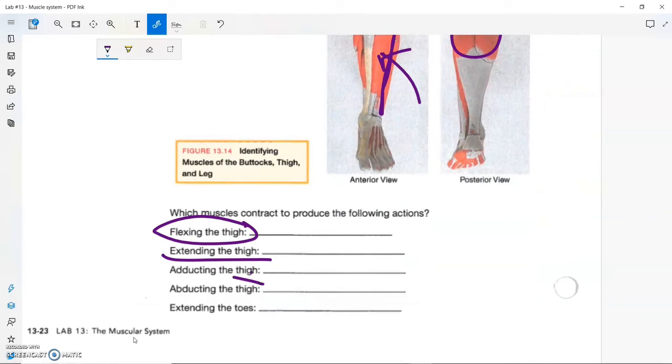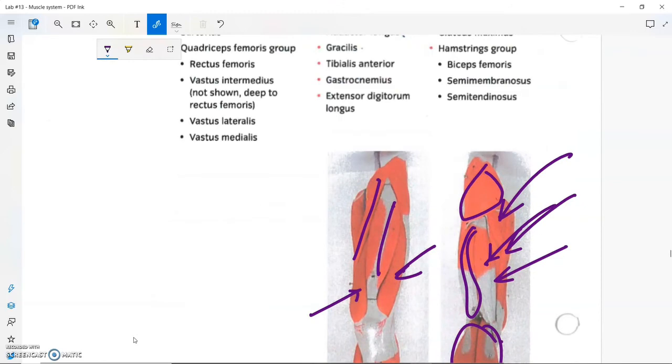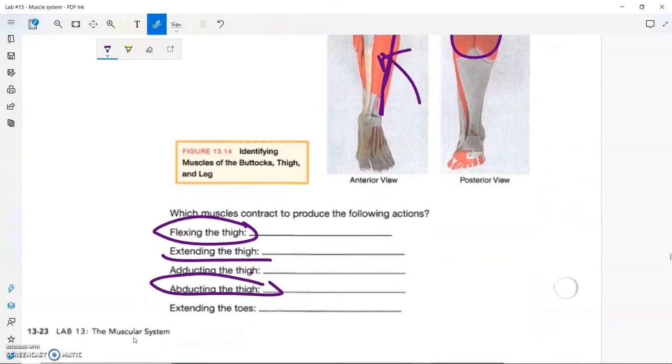Abducting the thigh, again, gluteus maximus to some extent. What else do we have? Extending the toes, extensor digitorum.